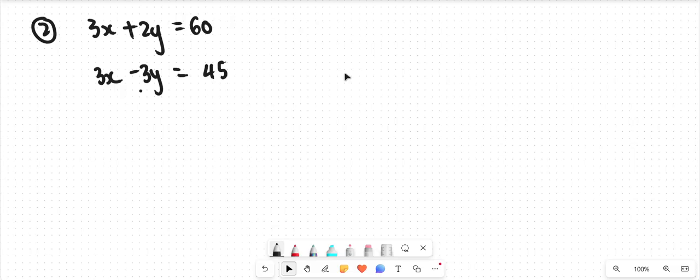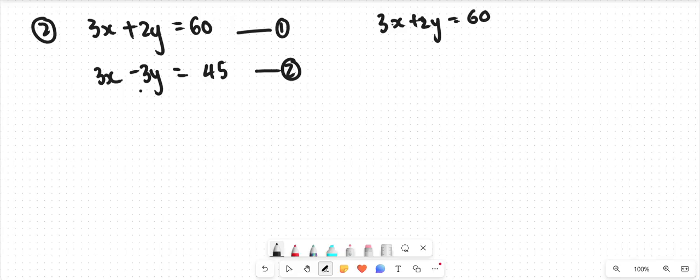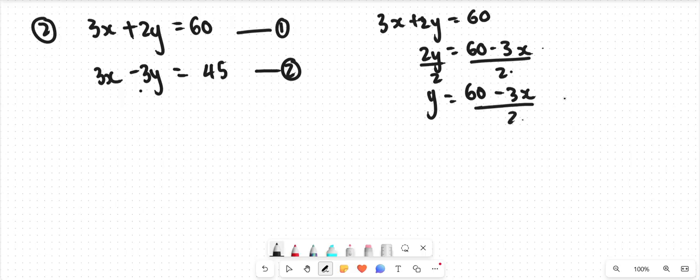All right, so in question 2, we're given these two equations here, and we're asked to solve for x and y simultaneously. The first thing I do is label equation 1 and equation 2. I'm going to take equation 1 again, and I'm going to make y the subject this time. So I'm going to take the 3x over, and if it gets to the other side, it becomes a minus 3x. Divide by 2 and divide this whole thing by 2, and so y is equal to 60 minus 3x over 2, and I call this equation 3.